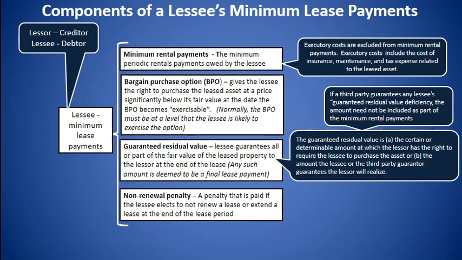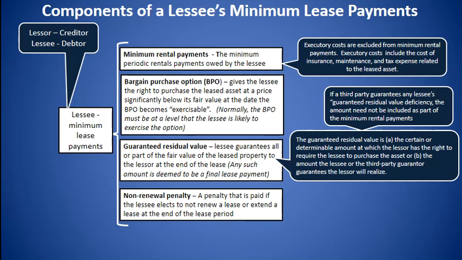Lastly, we have what we call a non-renewal penalty, and this is a penalty that is paid if the lessee elects to not renew a lease or extend a lease at the end of the lease period. So this is called a non-renewal penalty. Now again, all these four items are a very important component of minimum lease payments.